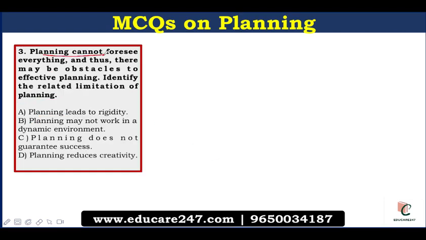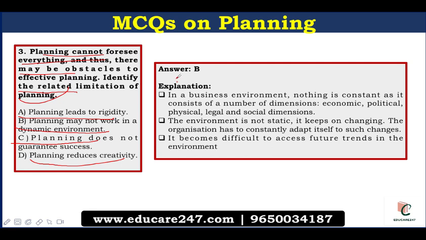Planning cannot foresee everything, and thus there may be obstacles to effective planning. Identify the limitation related to planning. A. Planning leads to rigidity. B. Planning may not work in a dynamic environment. C. Planning does not guarantee success. Or D. Planning reduces creativity. So the correct answer here is B. That planning may not work in a dynamic environment.